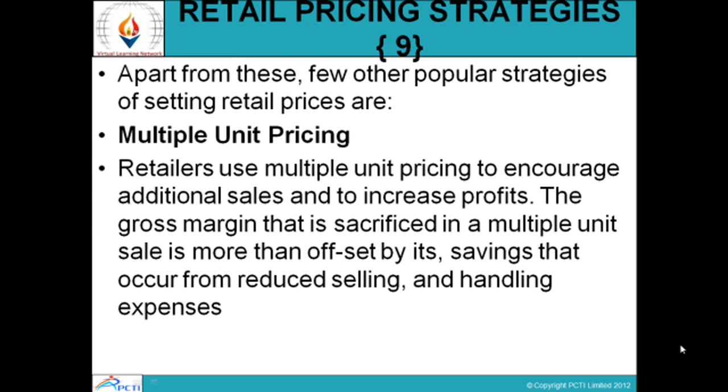Apart from these, a few other popular strategies of setting retail prices are multiple unit pricing. Retailers use multiple unit pricing to encourage additional sales and to increase profits. That is why multiple unit pricing is encouraged. The gross margin that is sacrificed in a multiple unit sale is more than offset by the savings that occur from reduced selling and handling expenses.